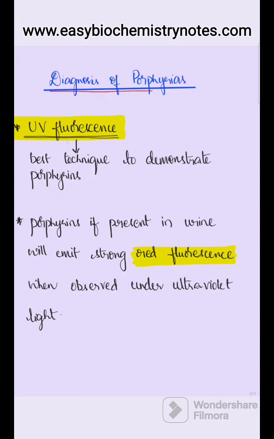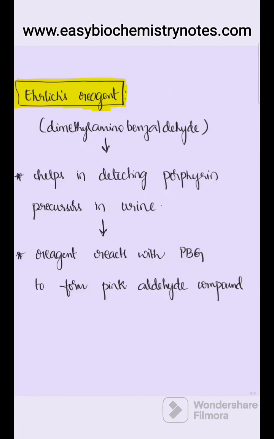Diagnosis of porphyrias. UV fluorescence is the best technique to demonstrate the porphyrins in biological fluids. If porphyrins are present in urine, they will emit strong red fluorescence when observed under ultraviolet light. And Ehrlich's reagent, that is dimethylaminobenzaldehyde, is also useful for demonstrating porphyrin precursors in urine. Especially, this reagent reacts with porphobilinogen to form a pink aldehyde compound. So this is about high yields of porphyrias.